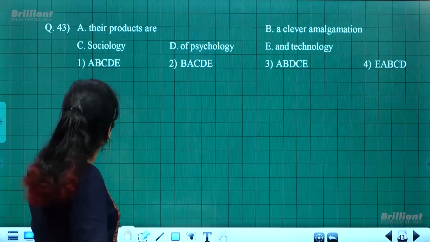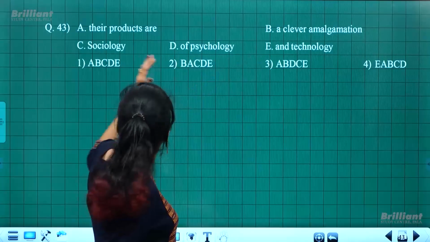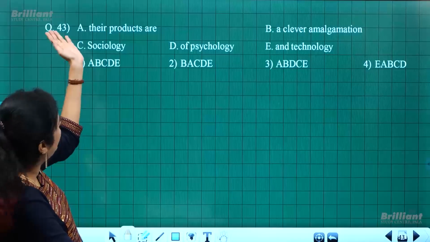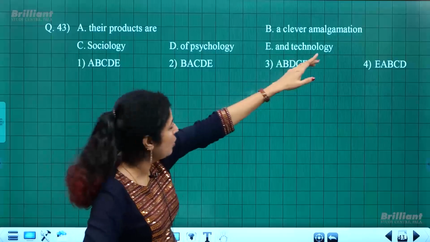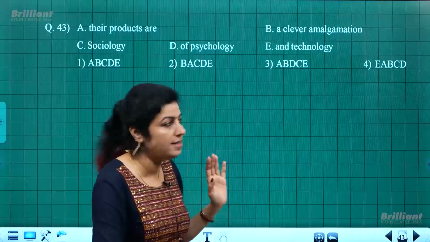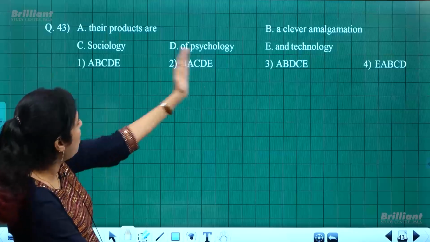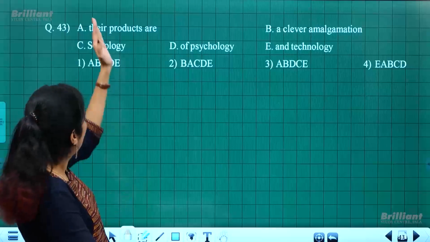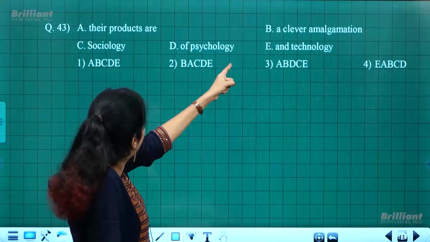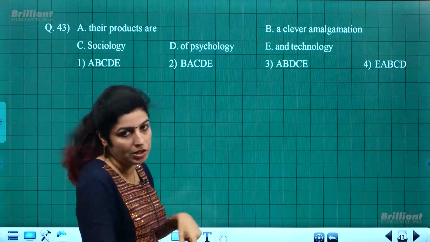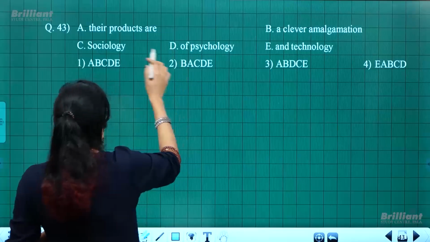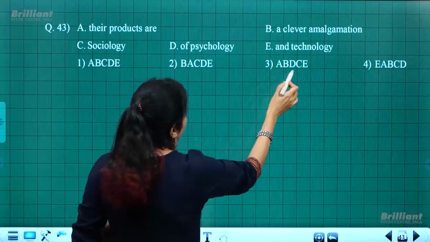Okay. Next is, "their products are a clever amalgamation sociology of psychology and technology." That won't make any sense. Of course, you can start with "their products are," and you can use the B option as continuation. Their products are a clever amalgamation. Till then it is correct, isn't it? But if you follow the same order, it won't make a sensible sentence. So: their products are a clever amalgamation of psychology, sociology and technology. So A, B, D, C, E.